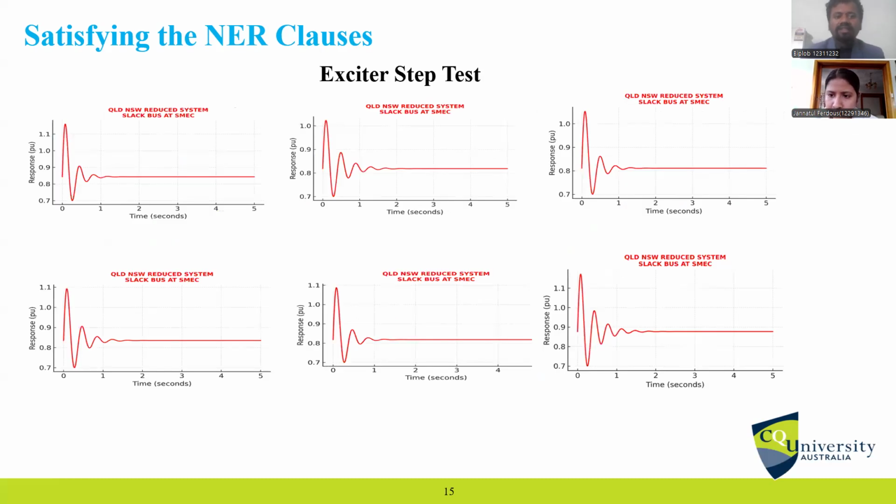Finally, the exciter step test was used to assess voltage regulation. The voltage response remained smooth and well damped, staying within the 10% variation limit set by NER. This proves that the system control loops and excitation mechanism perform effectively during sudden voltage changes. In short, the hybrid system satisfies NER voltage performance and stability standards across all tests.